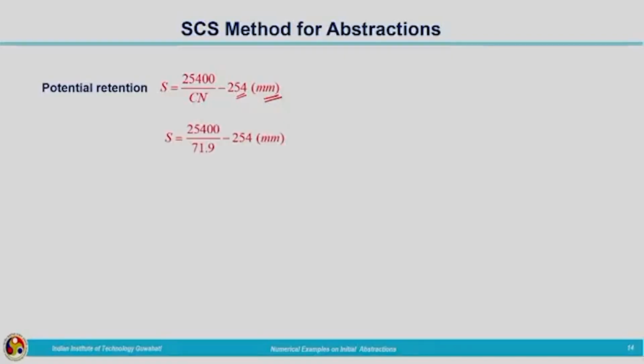Here we are going to substitute the curve number value, CN is equal to 71.9. So, you can calculate the potential retention as 99.27 millimeters. S is calculated to be 99.27 millimeters.